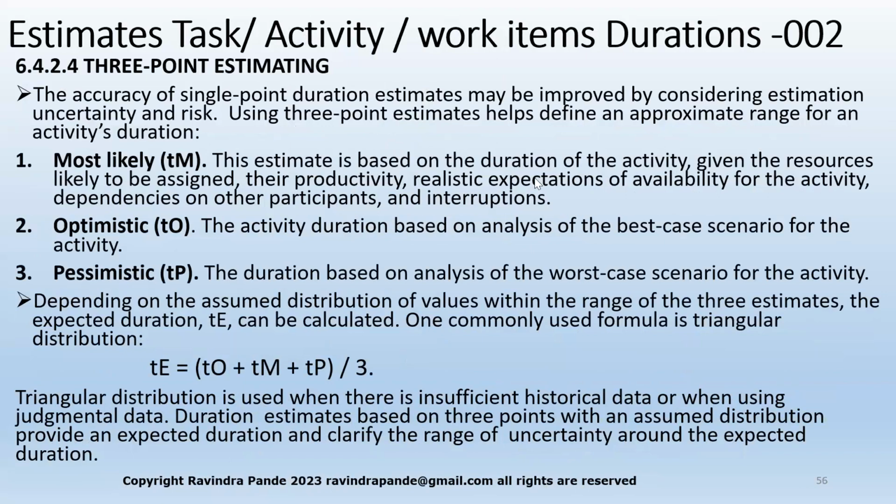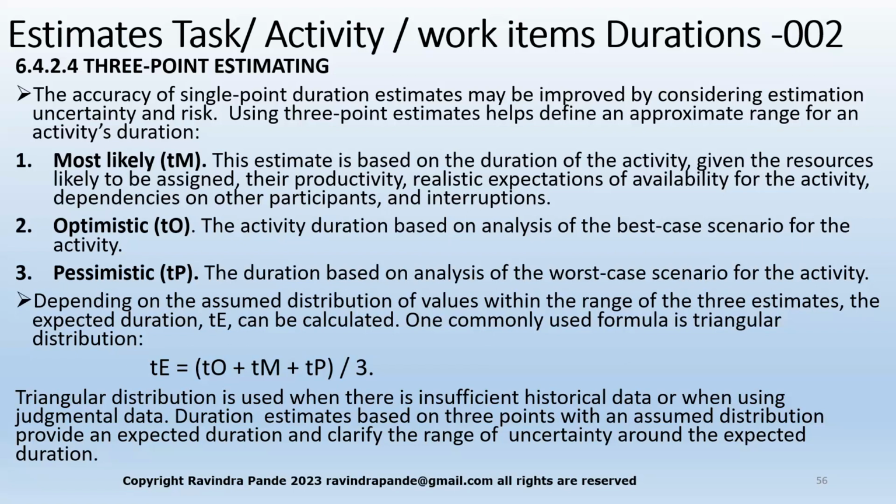This is a bit mathematical, but this is used in a few organizations where we normally try to average out the estimation from 3 different parties. Let's try to understand this, and then we might do an estimation by ourselves. The accuracy of a single point duration estimate may be improved by considering the estimation uncertainty and risk. This 3-point estimation helps to define an approximate range for an activity duration.